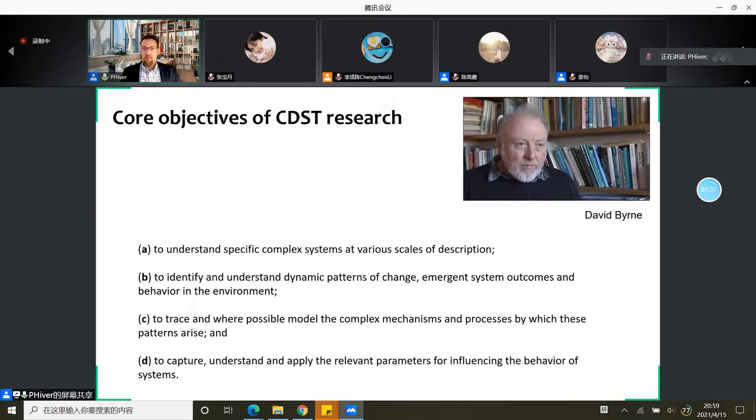And here, David Byrne, the British complexivist, says that there are some core objectives for complexity research. It allows us first to understand complex systems. It also allows us to understand patterns of change, trajectories of development. Third, it allows us to trace and model the complex mechanisms by which these patterns arise.